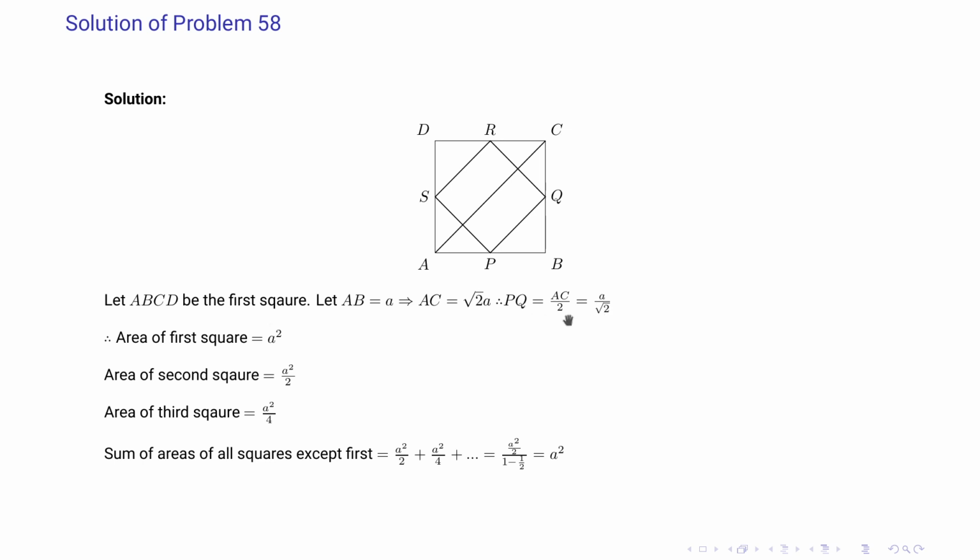Once PQ is a by root 2, the area of the second square would be a square by 2. And once you join the midpoints of PQRS, the area of the third square will be equal to a square by 4. The sum of all squares except the first one would be a square by 2 plus a square by 4 up to infinity, which is equal to a square, and thus we have proven the required condition.